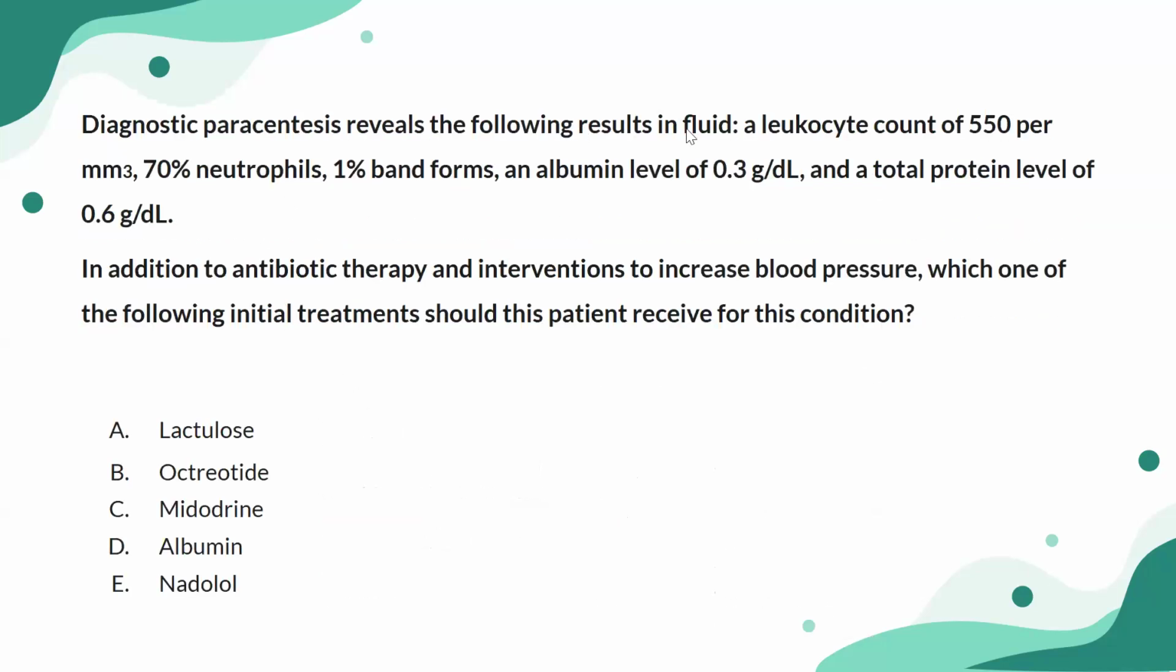Diagnostic paracentesis reveals the following results. A leukocyte count of 550, 70% neutrophils, 1% bands, and an albumin level of 0.3 with a total protein level of 0.6. In addition to antibiotic therapy and interventions to increase the blood pressure, of course, in the ER, you're going to have to normalize his blood pressure. That's one of the first things you need to do immediately. Which one of the following initial treatments should the patient receive for this condition?